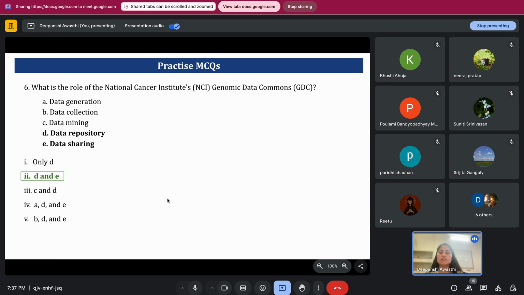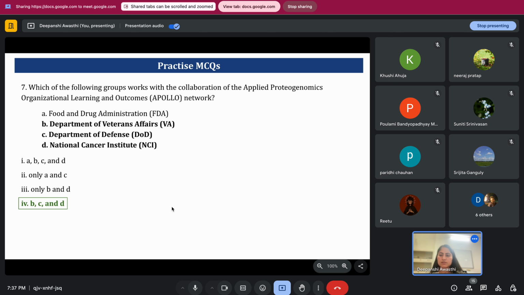It is not collecting it, meaning if you have the data, you're not able to give that data to it. It already has a repository which has the data stored into it, and that data could be shared. Okay, so now let's move to the next question.